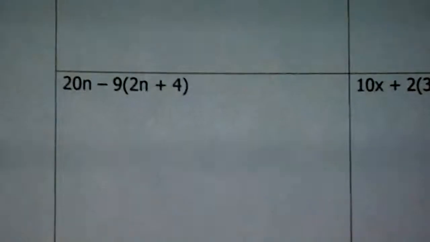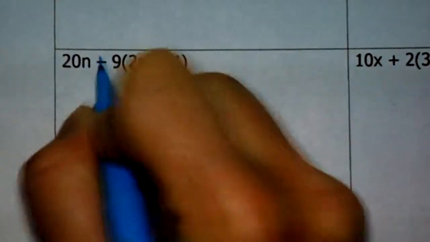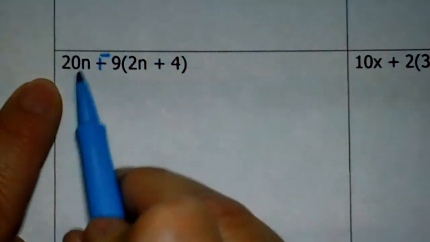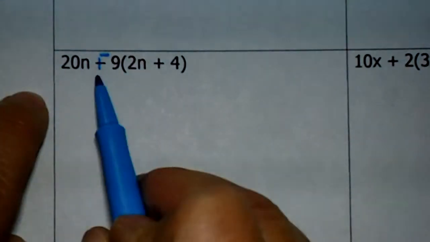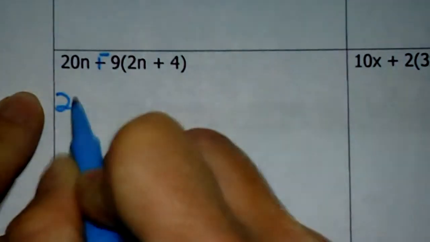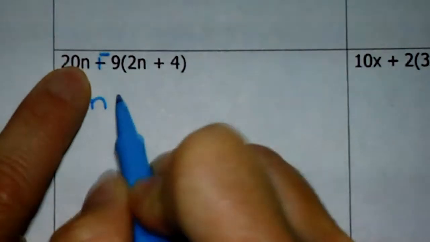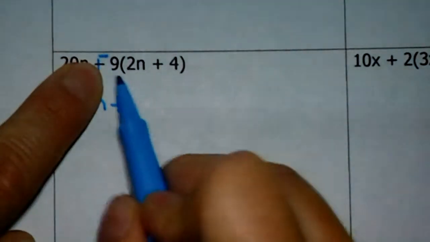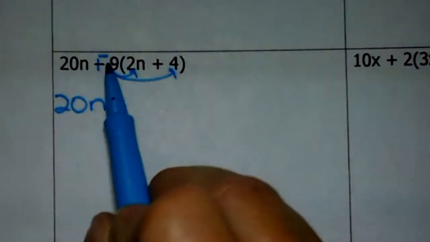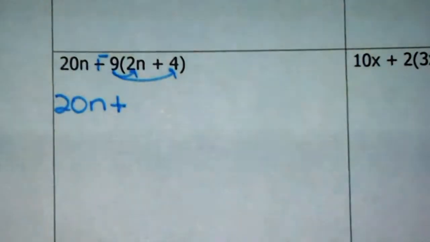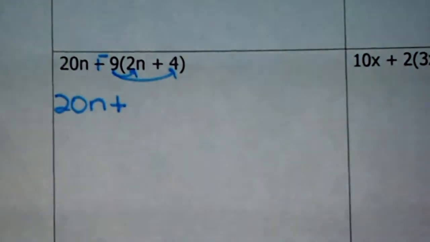Next one, keep, change, change is still our first step. Now this time, this 20n is right at the beginning, and in the other ones we had it added on at the end. But see how 20n is not next to any parentheses? It's separated by an addition sign. We're just going to bring that down. I'm going to bring down my addition sign too. This negative 9 is what's being distributed. And this is why we're changing our signs, because if you didn't change that sign, we wouldn't realize you're distributing a negative 9. So be careful with that.